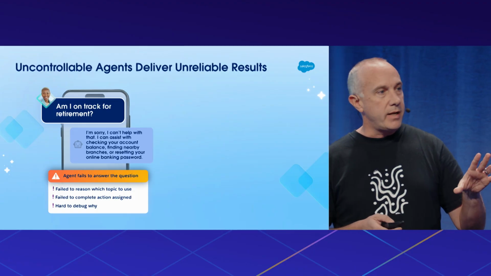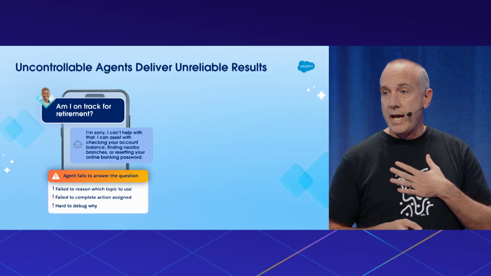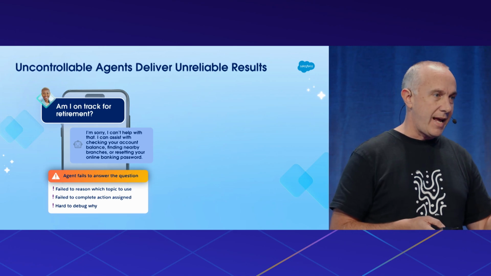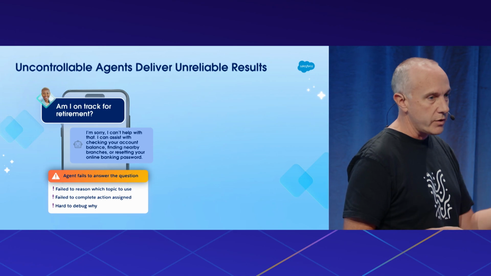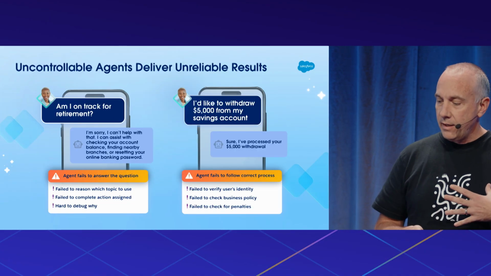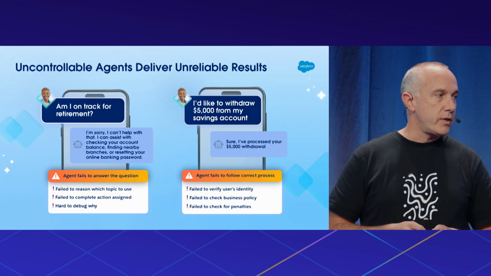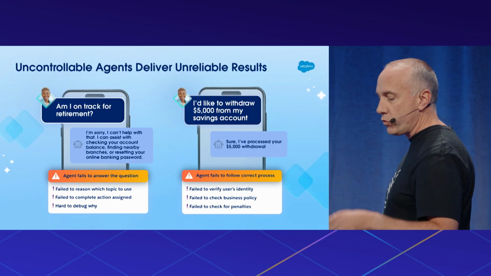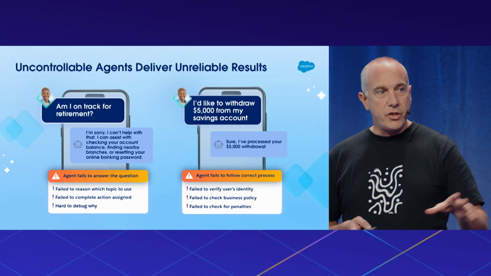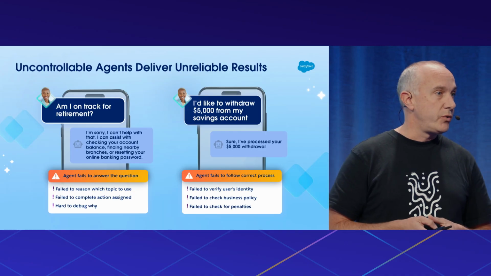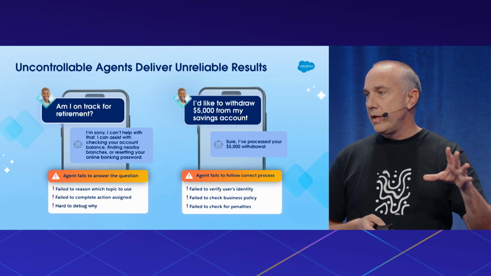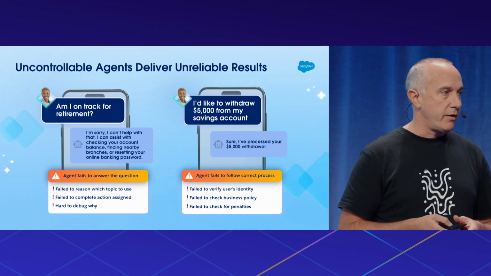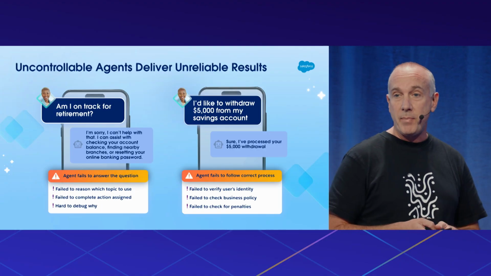And that is despite the fact that I, as an admin or developer, may have configured Agentforce with a topic and an action that it should be using. So it's quite frustrating. Secondly, sometimes an agent follows the wrong process. So again, in a similar vein, we've got an example here. I'd like to withdraw some money from my savings account, and the agent in this instance is actually going to carry out that action, but it hasn't followed the best practices of identifying the user, checking the business policy, and checking for penalties before it does it. So that's a bit more of a problem.